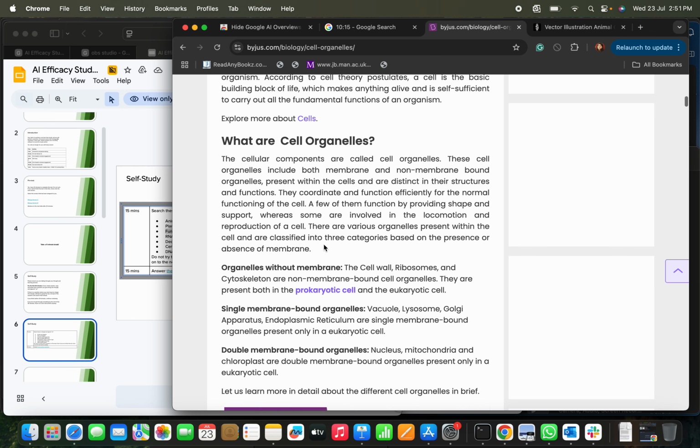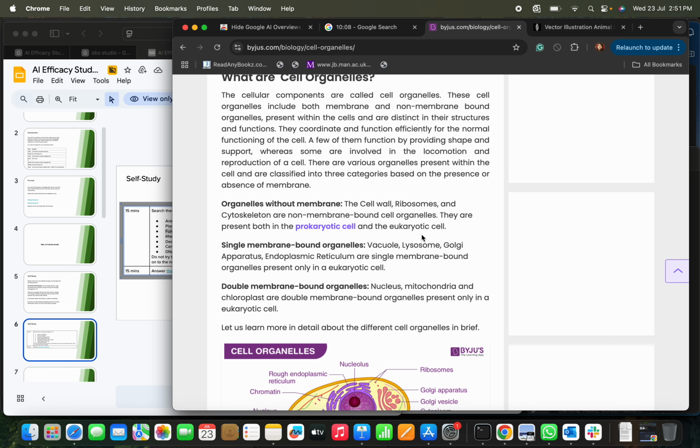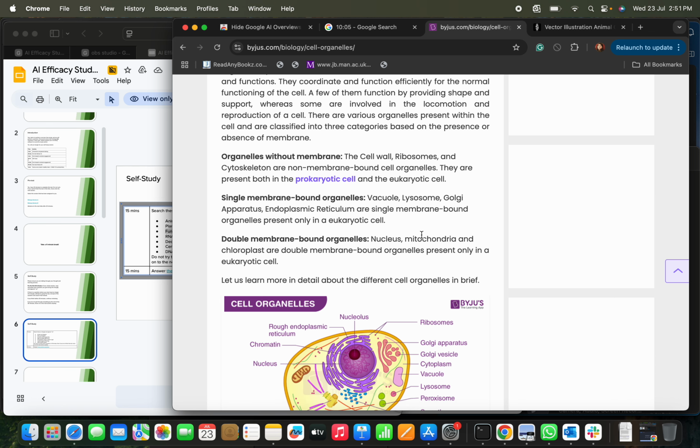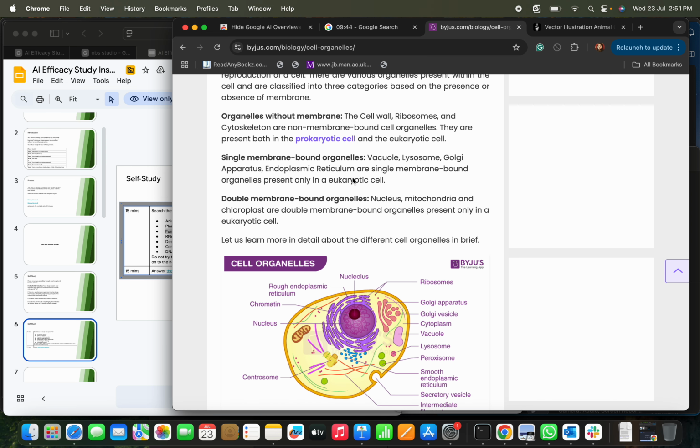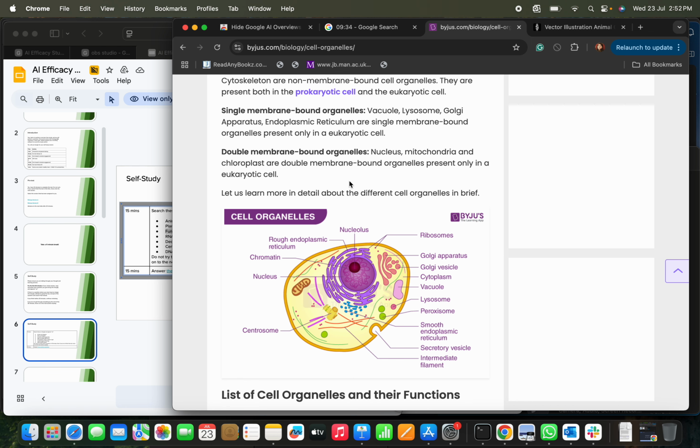There are various organelles without membrane. The cell ribosomes and cytoskeleton are non-membrane bound cell organelles, present in both prokaryotic and eukaryotic cells. The vacuole, lysosome, Golgi apparatus, and endoplasmic reticulum are single membrane bound. The nucleus, mitochondria and chloroplast are double membrane, and they are present only in eukaryotic cells.